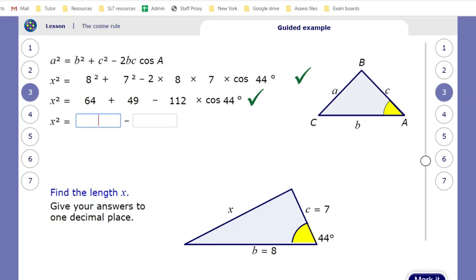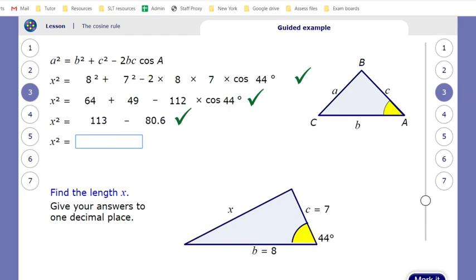Again, we can then work out our next step. So our 64 added to our 49 will give us 113. And the second bit wants us to do the 112 times cos of 44, which comes out at 80.5660, etc. Now, for the purposes of My Maths, because it can't handle me putting in all the digits, it is allowing me to round it, but you should not do this. You need to be using the answer button on your calculator, so make sure that you are not rounding until the very end of the question.